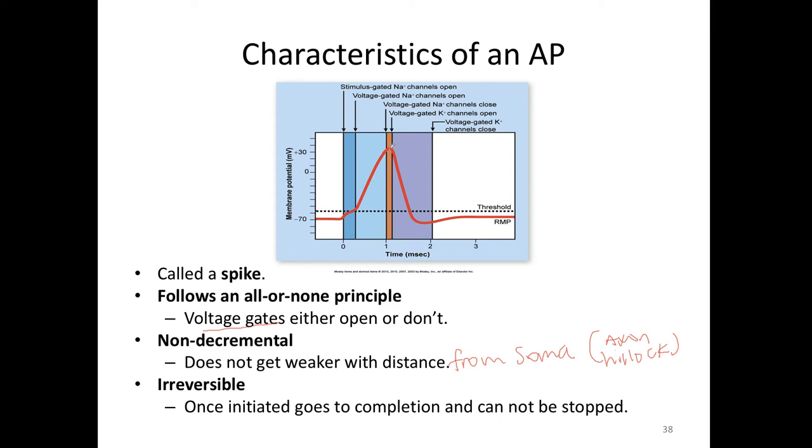So the amplitude of this curve, which is its total height, does not diminish from the axon hillock to the axon terminus. And it's also irreversible. So once you trigger an action potential, you cannot stop it. It will zip down to the axon terminal, whether you want it to or not. So you can't initiate an action potential and then, oops, change your mind, you don't want it anymore. That's not possible.